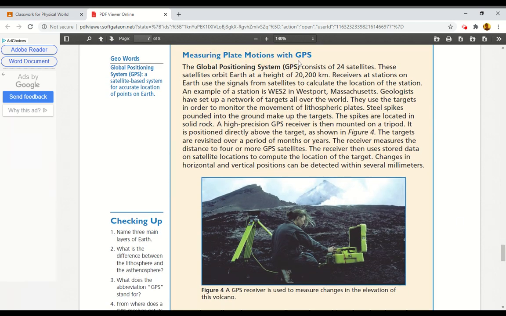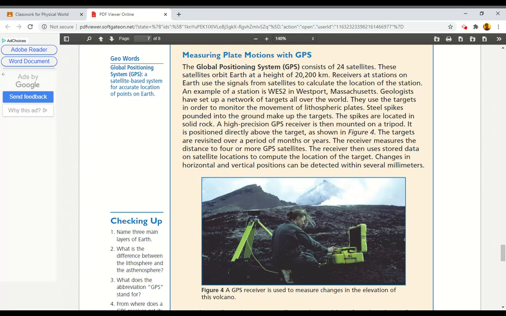Measuring plate motions with GPS. The Global Positioning System, or GPS, consists of 24 satellites. These satellites orbit Earth at a height of 20,200 kilometers. Receivers at stations on Earth use the signals from satellites to calculate the location of the station. An example of a station is WES2 in Westport, Massachusetts.